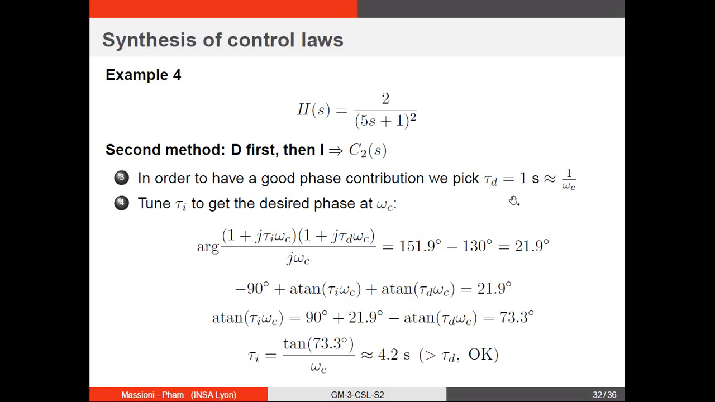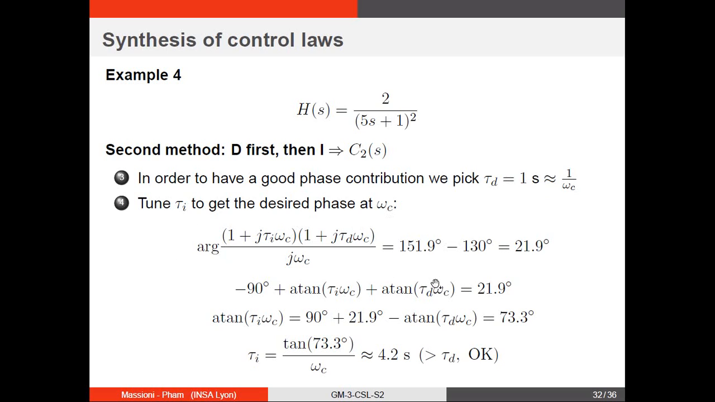So we choose to put tau D exactly at 1 over omega c, let's say. Well, not really exactly: instead of 1 over 0.8, we just take it at 1. We said it's a reasonable choice. It is arbitrary, so we can pick whatever we want, reasonably. And then we do the same equation as before.